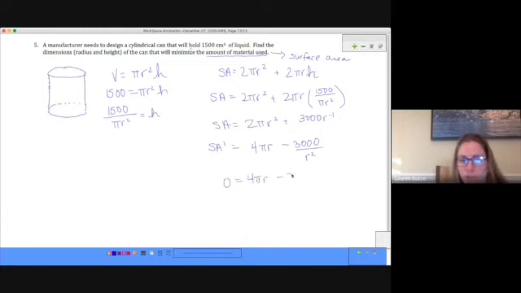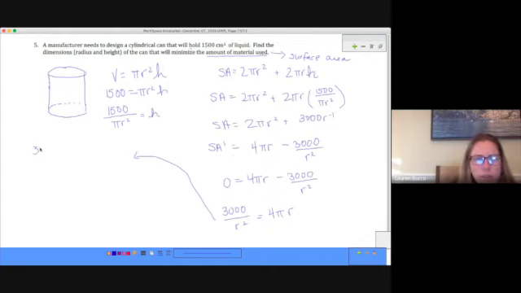So clearly I'm solving for r first, but I'm pretty sure if I go back and look at the original question, it asked me to find the radius and the height. So we're going to have to find both. So 3,000 over r squared equals 4 pi r. I'm going to multiply by r squared. So I have 3,000 equals 4 pi r cubed. r cubed is equal to 3,000 over 4 pi.